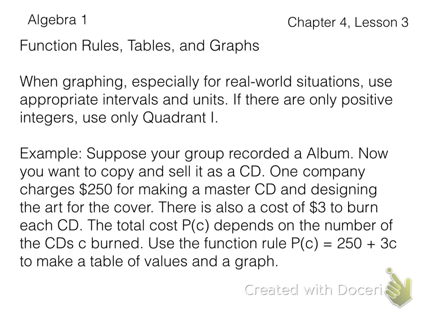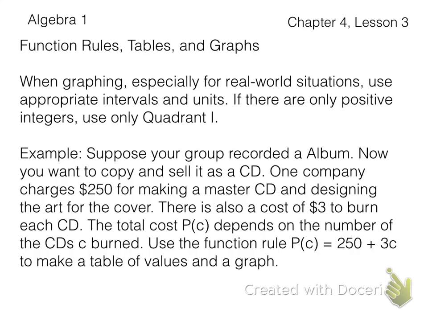So when graphing, especially for real-world situations, use appropriate intervals and units. If they're only positive integers, only use quadrant 1. In this example, suppose your group recorded an album and now you want to copy and sell it as a CD. One company charges $250 for making a master CD and designing the cover art. There's also a cost of $3 to burn each CD. The total cost is P of C.